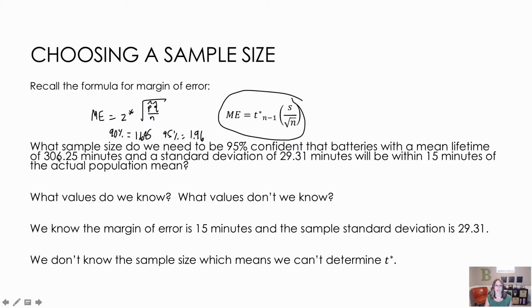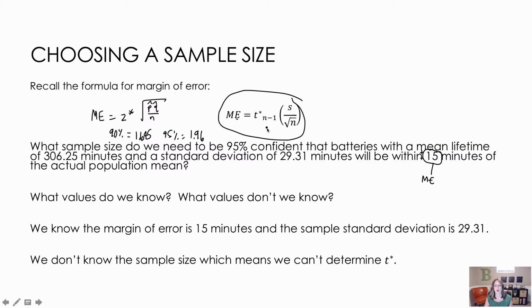So we're going to look at an example with our battery lifespan. We had found that 306.25 was our mean and our standard deviation was 29.31. And we want to know what the margin of error, or essentially what the sample size would have to be, to be within 15 minutes of the actual population mean. So this means plus or minus 15. This is our margin of error. So we're going to do this calculation.